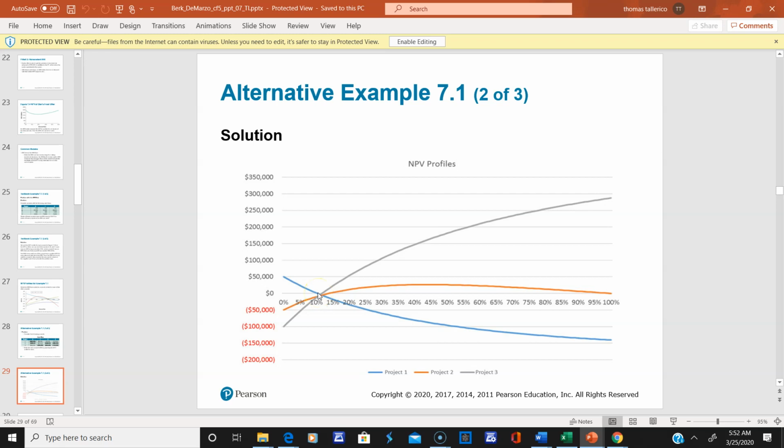The only one that's basically positive, though, is project 1. You see the blue here? That's the net present value that is positive when the discount rate is less than the internal rate of return, and it gives you the positive net present value. The rest of these are negative. I hope everyone's clear on that.